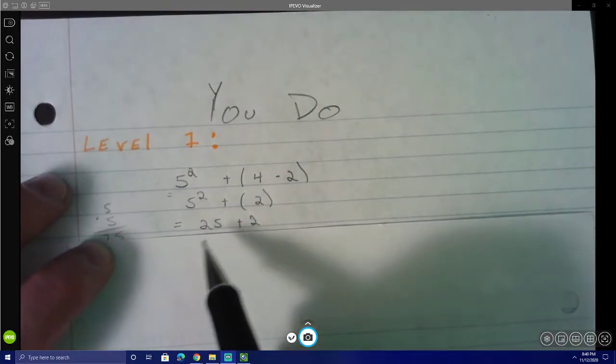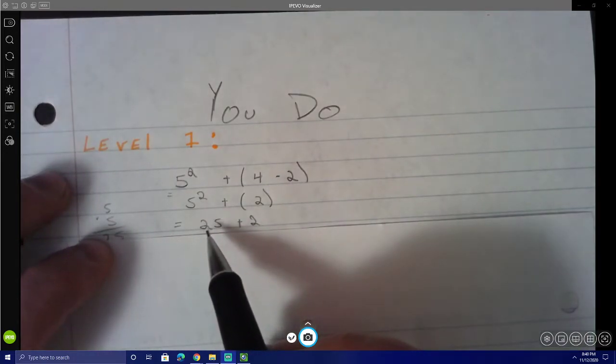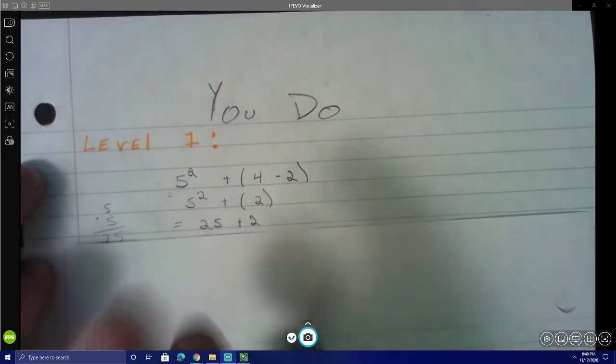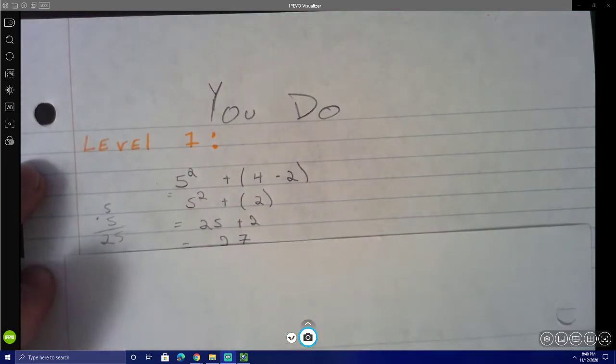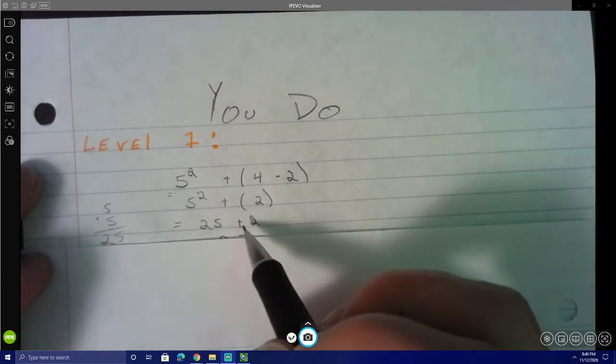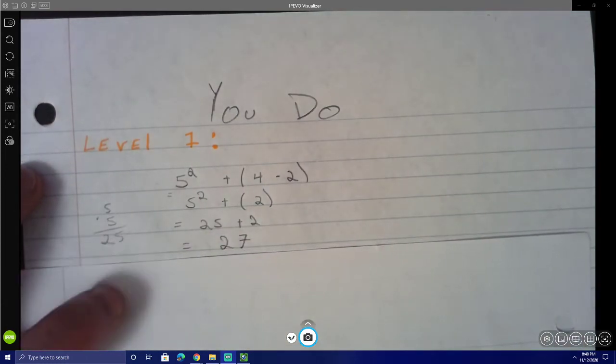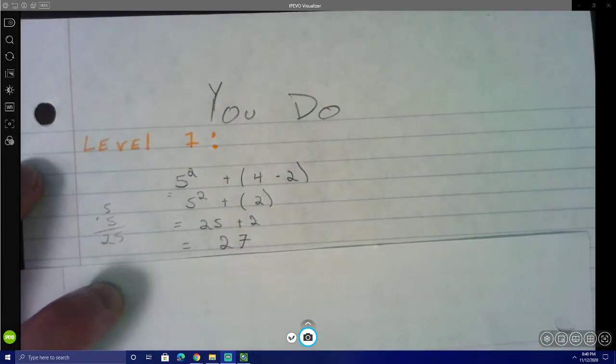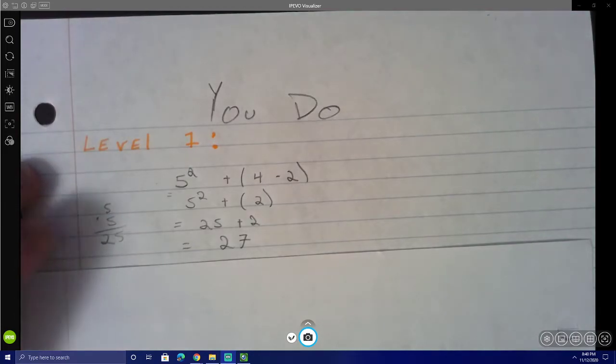I then went on to my exponents, my E in PEMDAS, and 5 times 5 is 25. You can see my work for that right here. And then I was left with 25 plus 2. And my final step was doing my addition, and I was left with the final answer, 27. On to level 2.